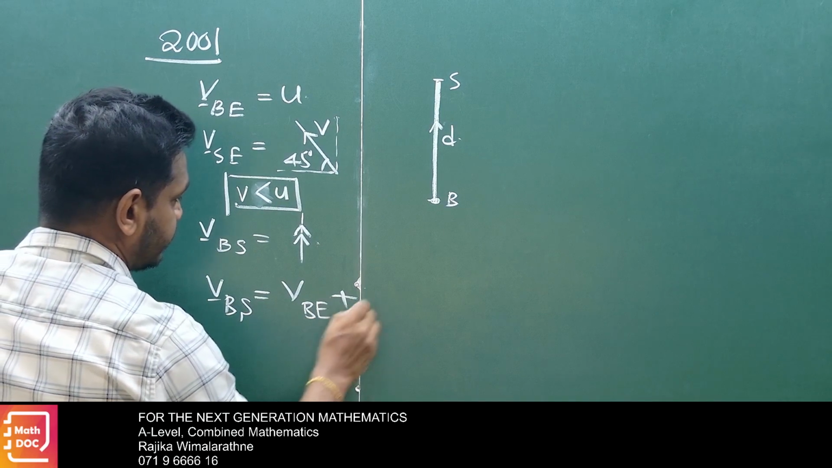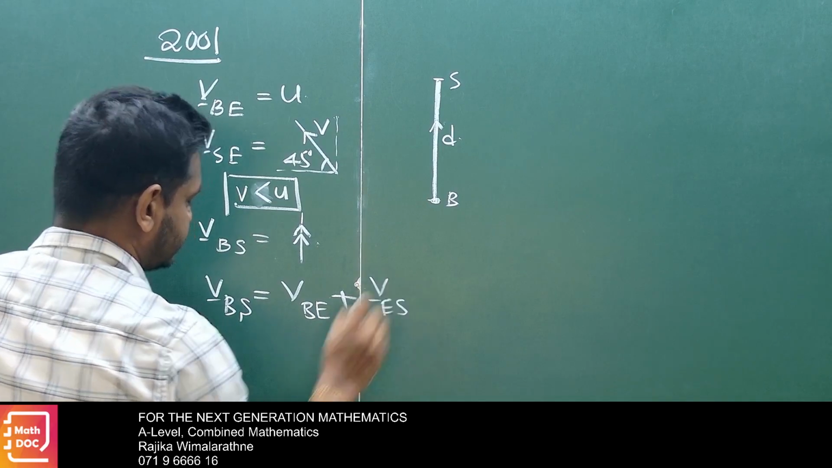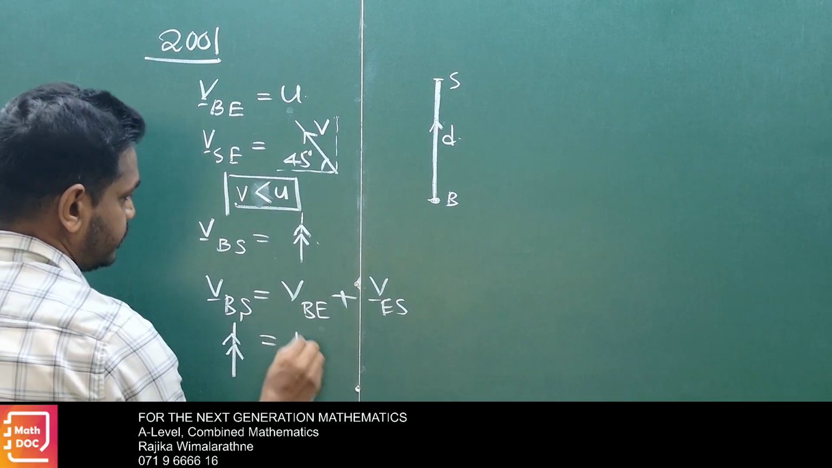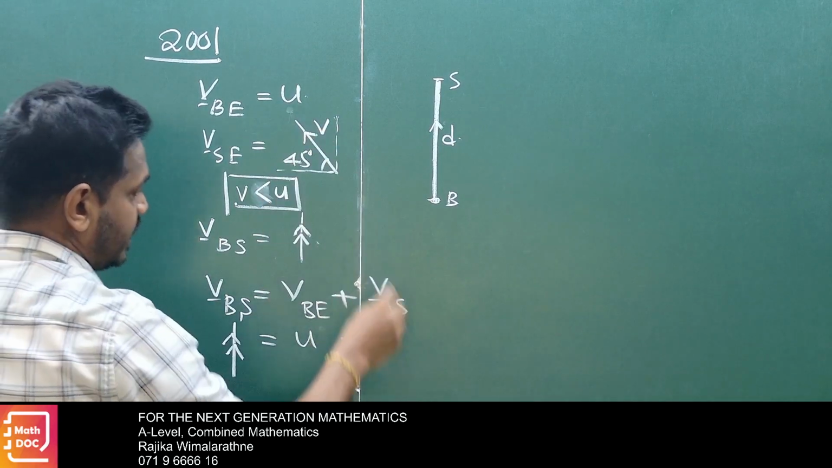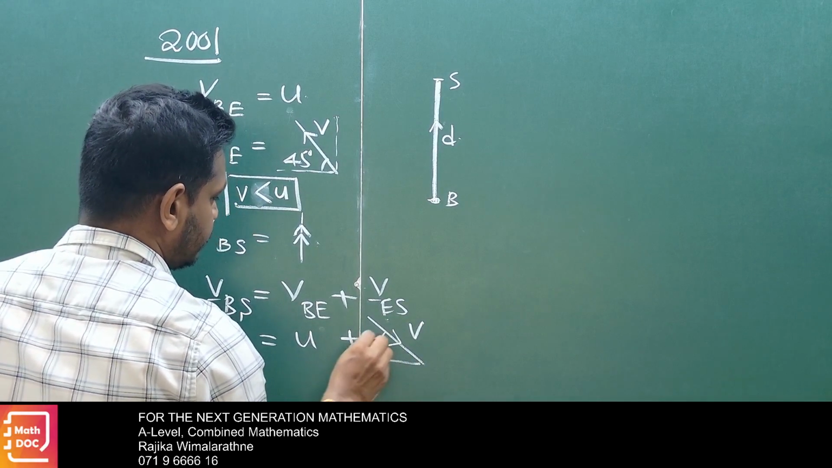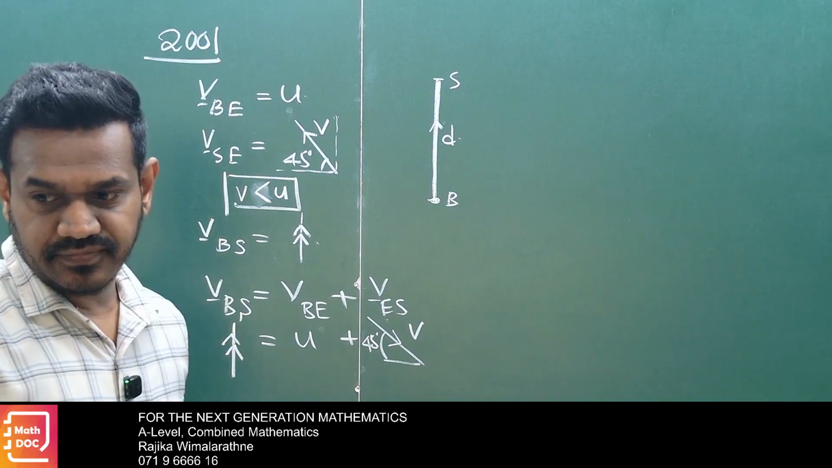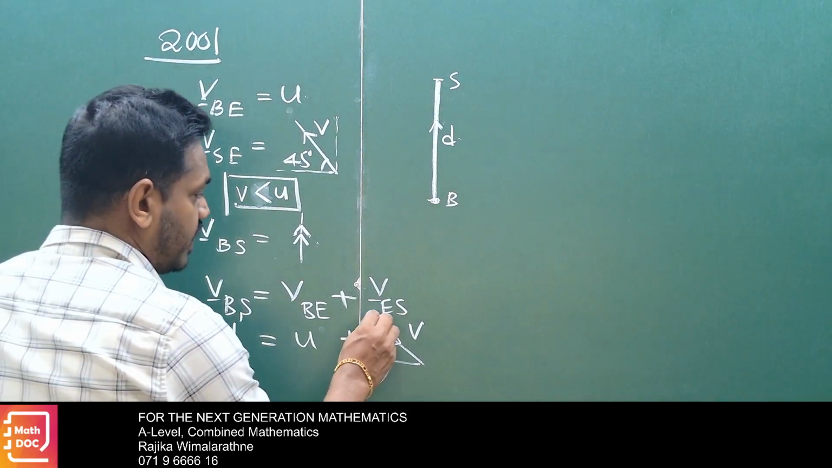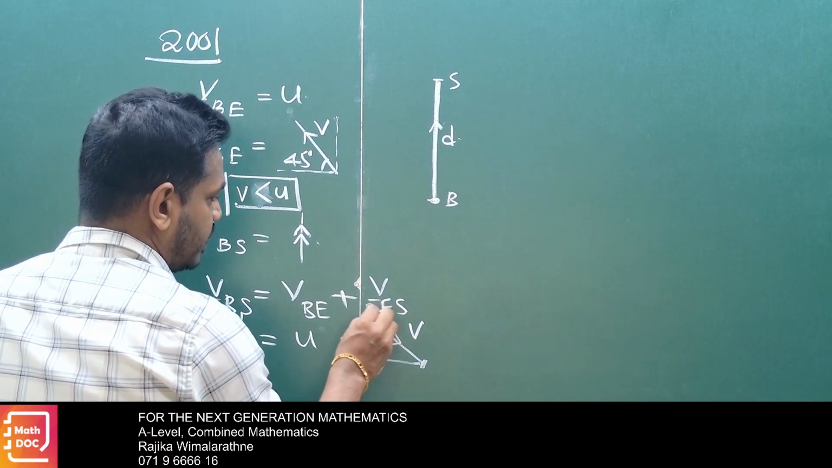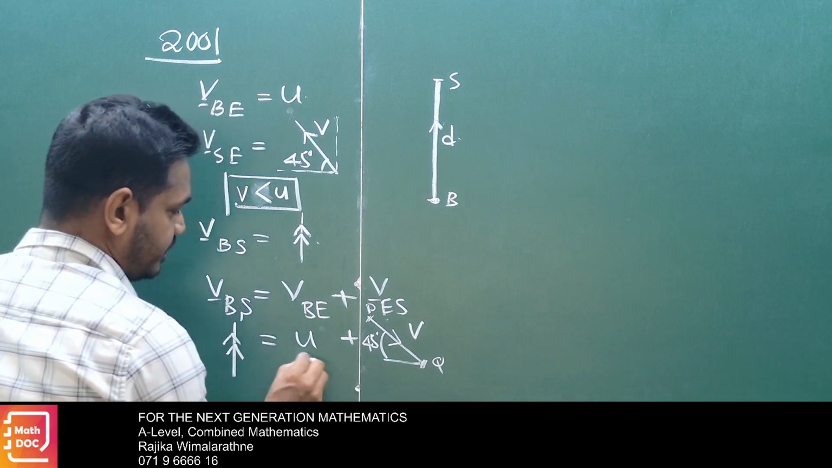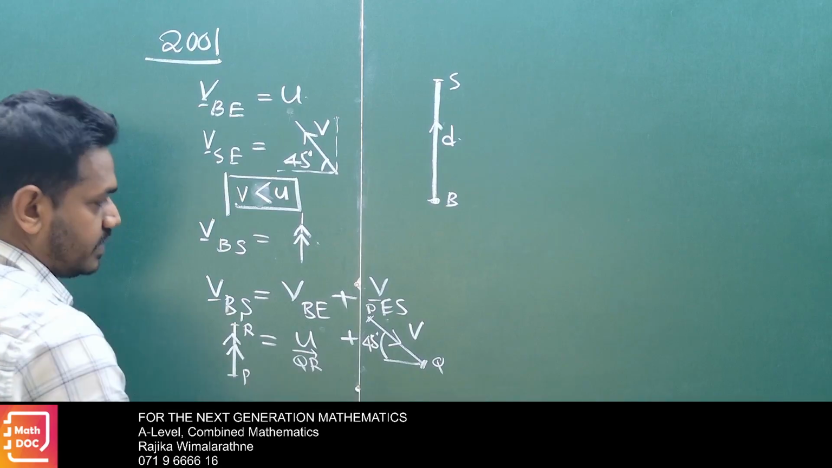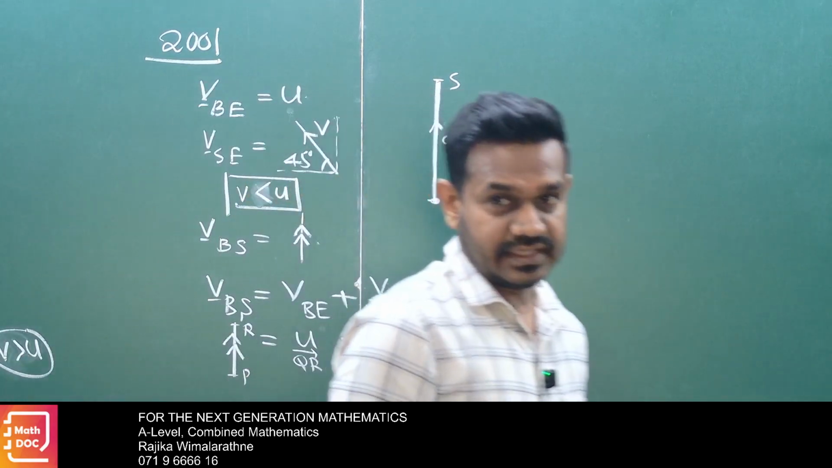BE, ES, like this. Then BE, that is U, ES, opposite direction, V, 45 inclination. That is our data set. Now use PQR notation. Here the completely known vector, take as PQ. Here this is PQ, then surely this will be QR vector, then the resultant will be PR. You identify that standard format first.